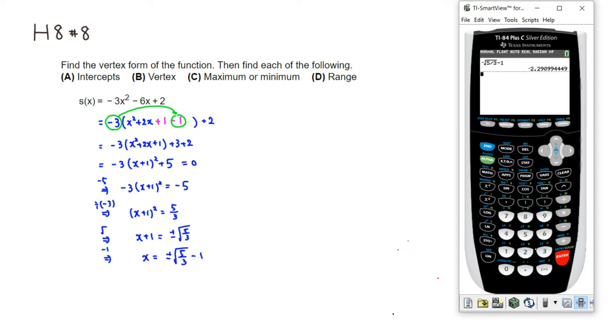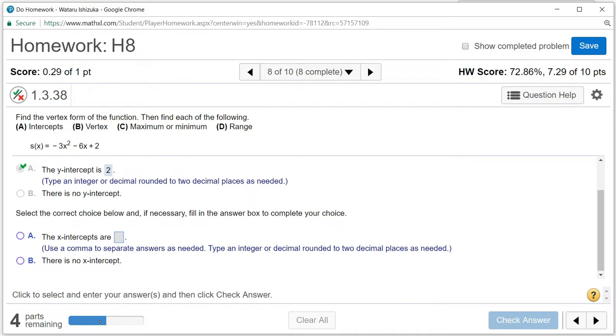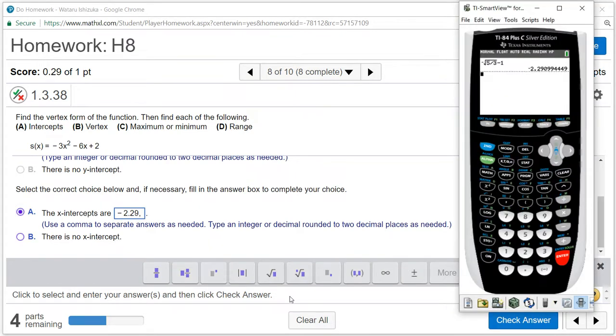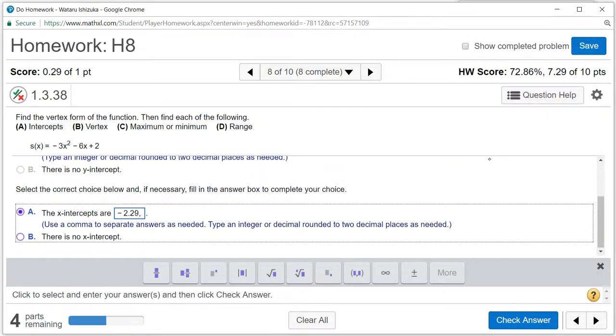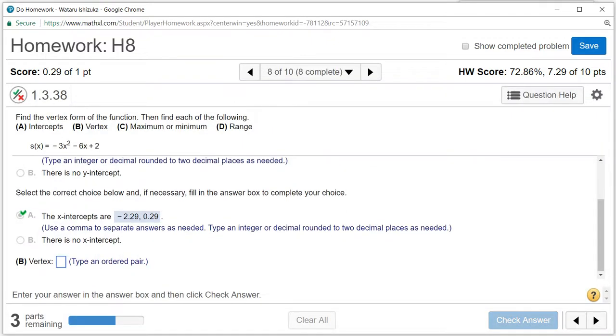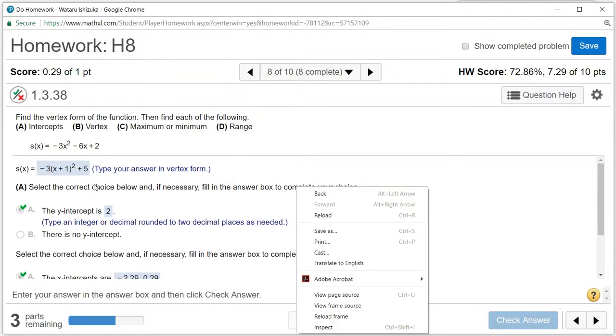Hit enter. It came out to be -2.29. So I'm going to type that one in: -2.29. How about the other one? I'm going to put the square root of 5 divided by 3, and then subtract 1, and hit enter. It came out to be 0.29. So I'm going to put that in there: 0.29. Let's check the answer. Got that.